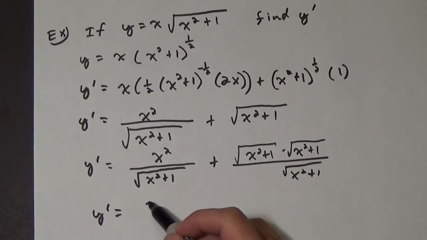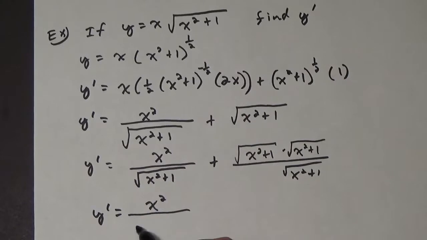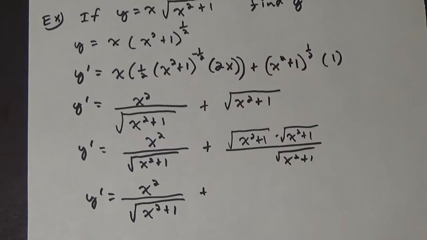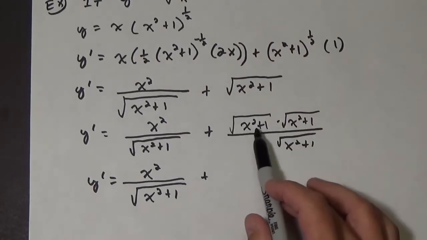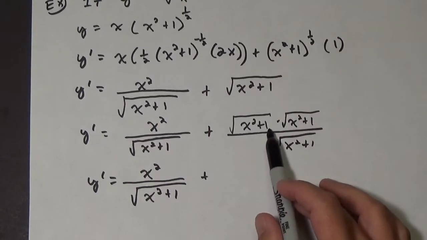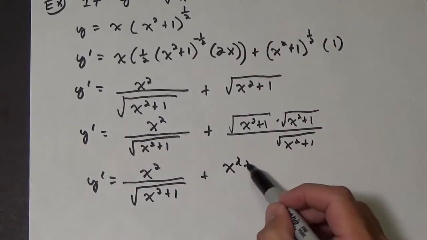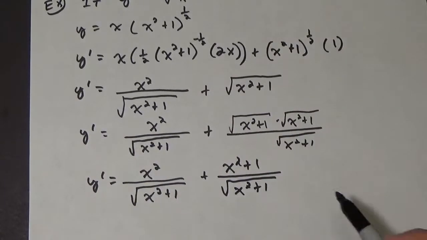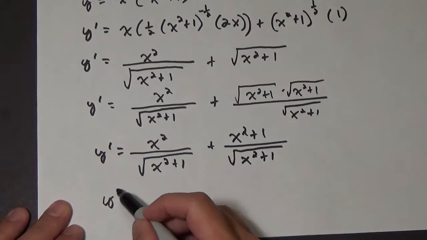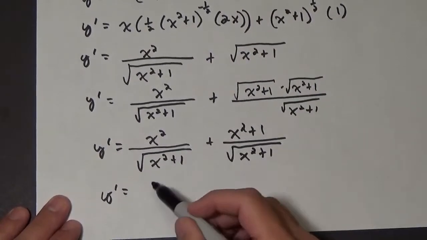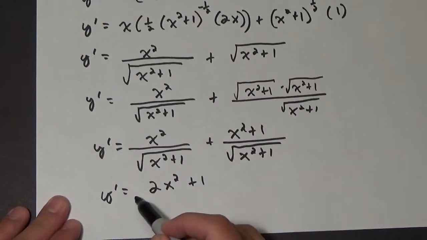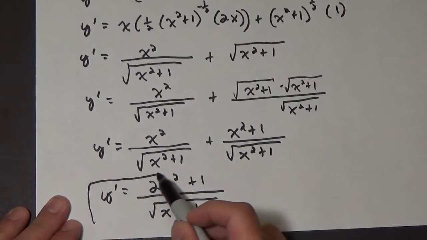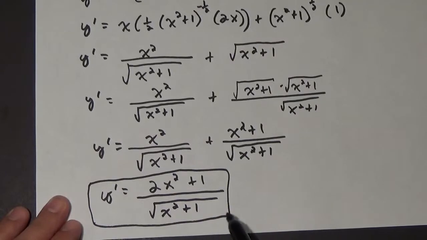So then we end up with y prime is x squared over the square root of x squared plus 1. And then let's see here, we have this times this. Well, we're going to end up with the square root of x squared plus 1 squared, so it's just x squared plus 1 all over the square root of x squared plus 1. Okay, so now we can combine these fractions, so we end up with x squared plus x squared is 2x squared plus 1, all over the square root of x squared plus 1. And there is our final derivative.